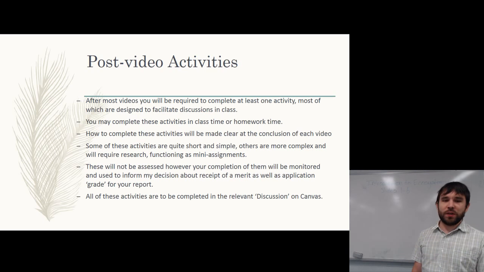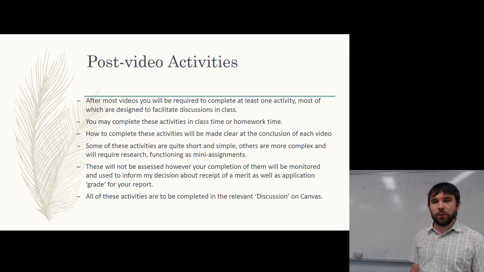Now, each of these activities are going to vary in length and difficulty, so some of them will be quite short. There might be a list or there might be a couple of questions. Others will take considerably longer. So next week we have a debate which I'll introduce in one of the videos later on in this week.